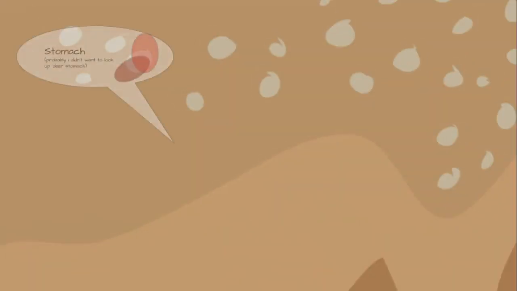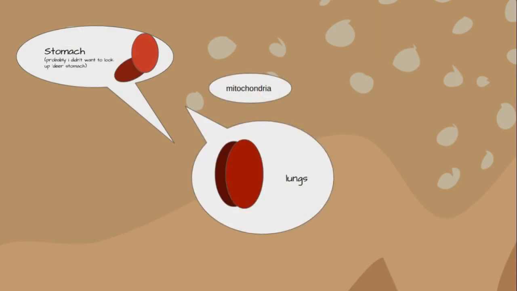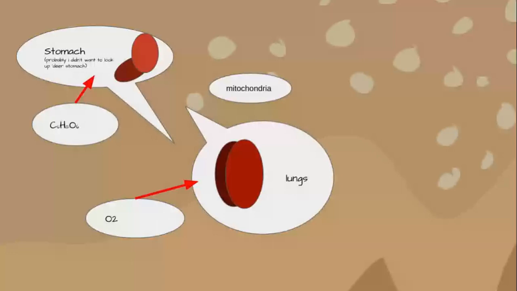As the deer runs, its stomach, lungs and the mitochondria in its cells work hard. The stomach takes in the sugar the deer ate from the plant, the lungs take in O2 that the deer breathes in. These two are then transferred to the mitochondria. The byproducts of which are H2O, CO2, and ATP.